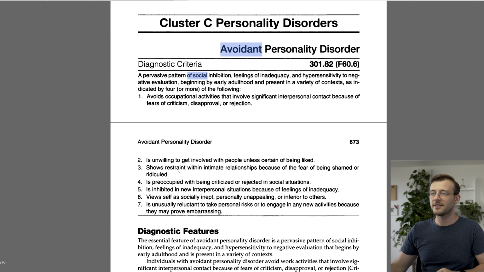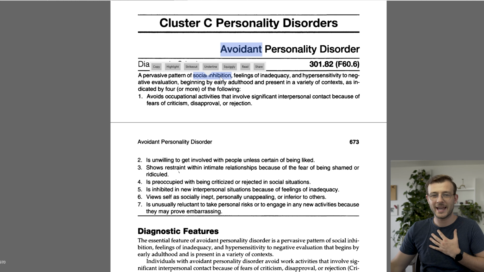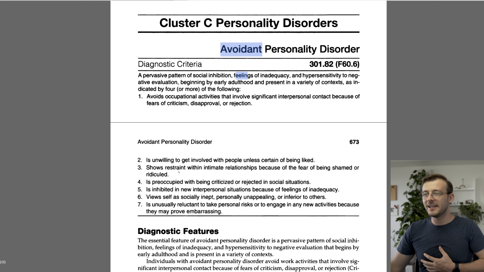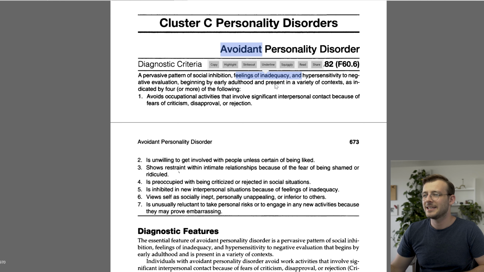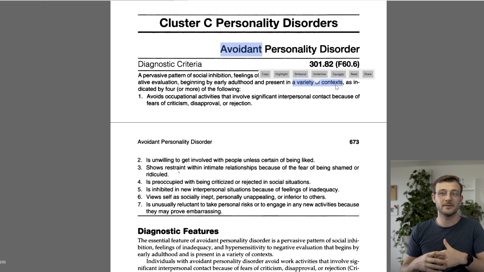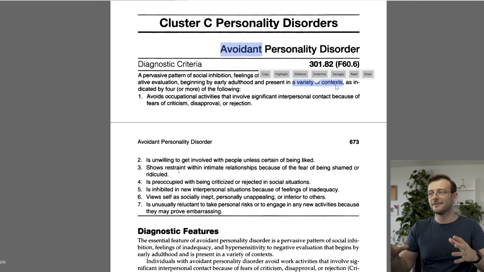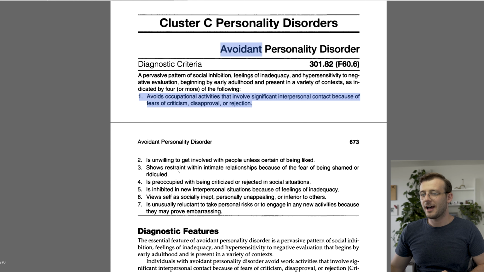And so it's pervasive and it's really characterized by shyness to the nth level. It's social inhibition, a lack of being able to be yourself, feelings of inadequacy, hypersensitivity to negative evaluation from others, and it's in a variety of contexts. So it's not just in relationships, it's also in your work and your choice of career, and where you go shopping and when you go shopping. So it's multifactorial. And it has to be 4 or more of these 7 traits.